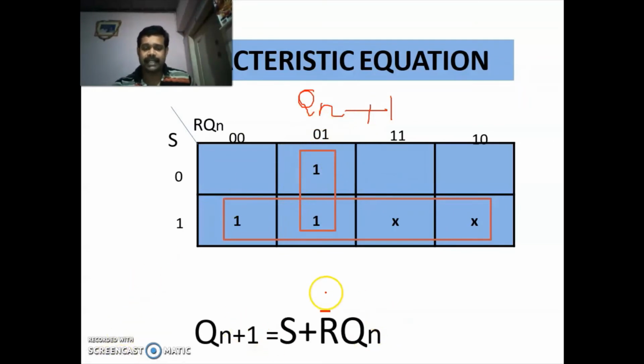So this is the characteristic equation of the SR latch or SR flip flop. This characteristic equation is very important for doing the analysis problems of sequential circuits, so you have to study it. Q of n plus 1 is equal to S plus R dash Qn.